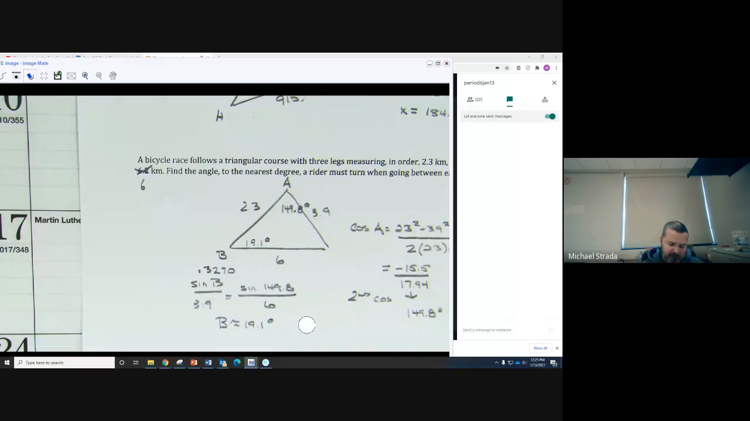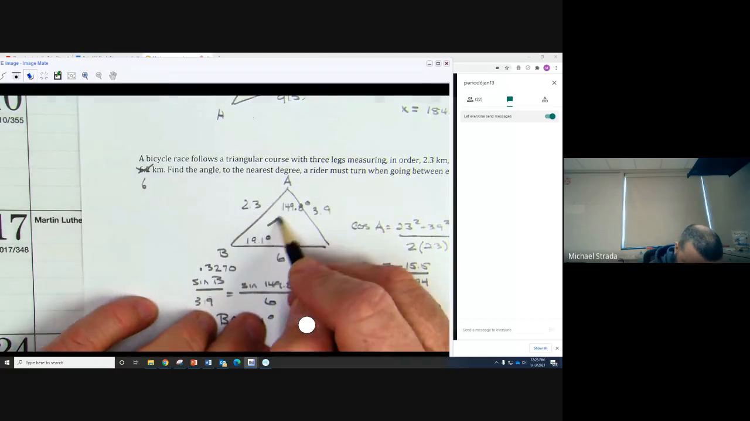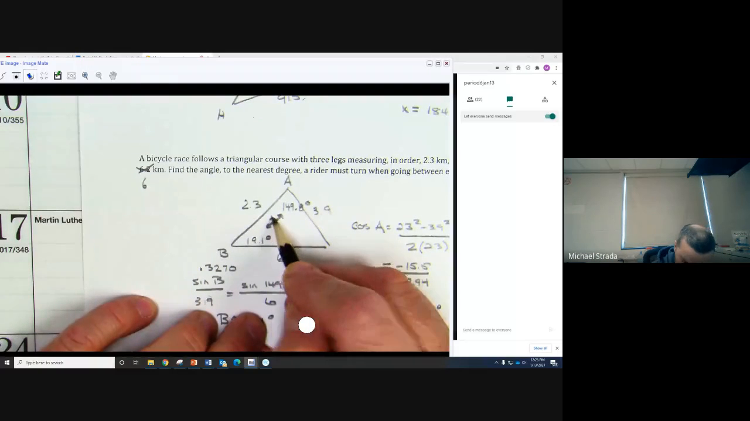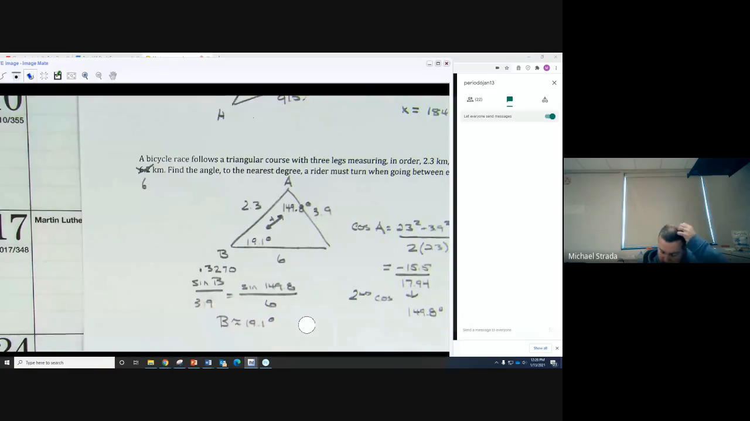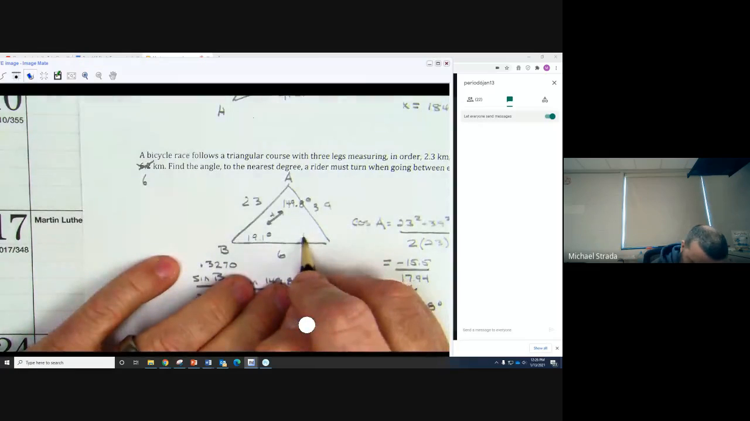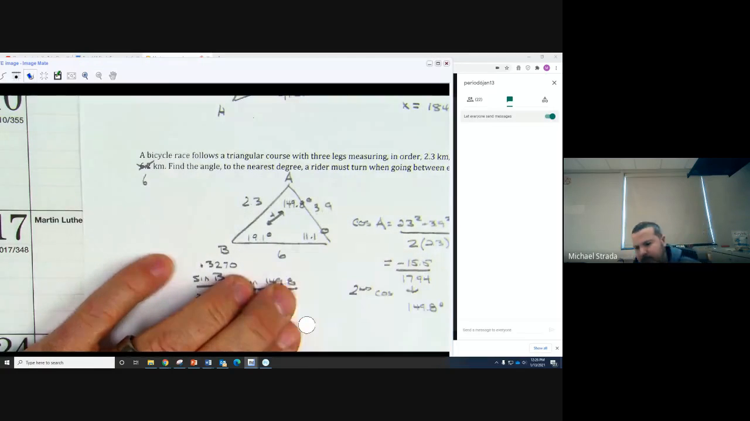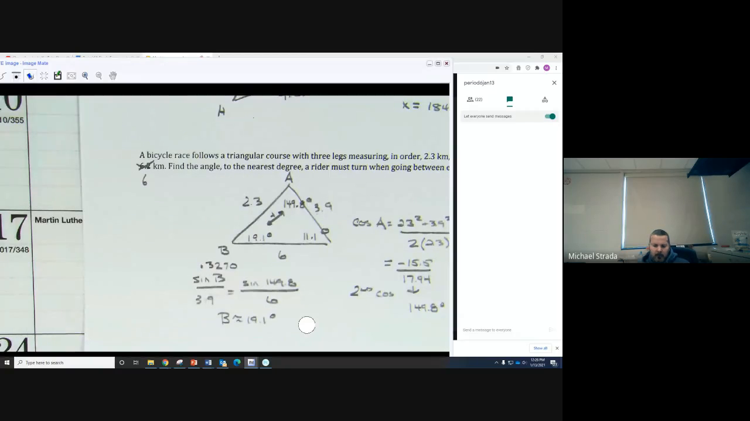And then to get my third and final angle, I'm just going to add these two up. And that gives me 168.9. Subtract that from 180, and I get 11.1. All right.